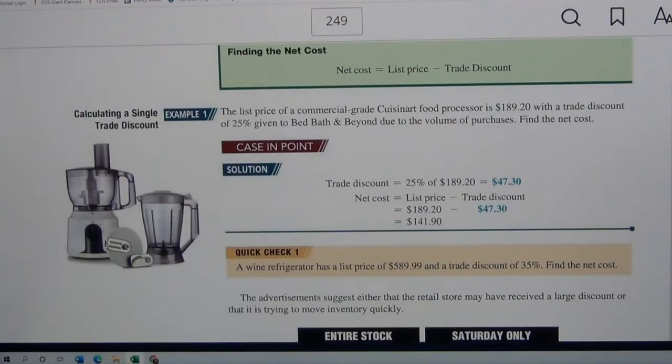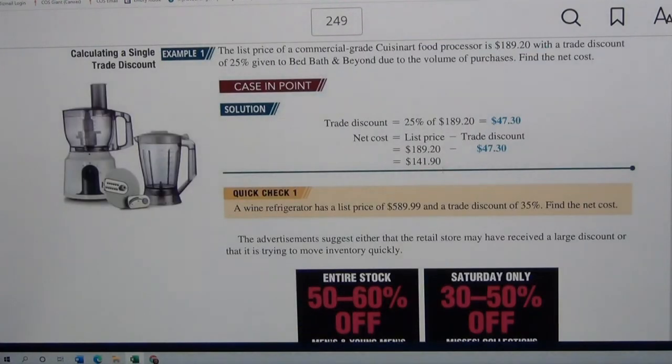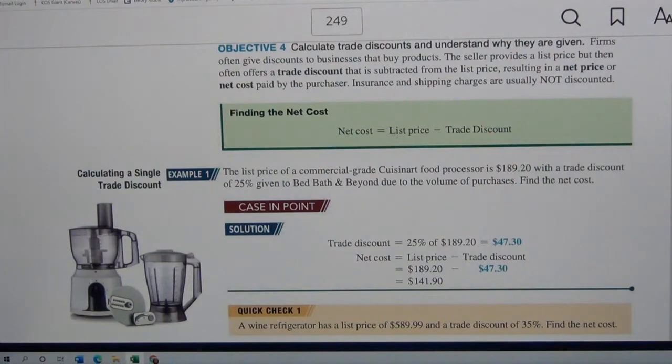So in fact, it is $47.30, and then we're going to use that previous formula: net cost equals the list price minus the trade discount. We computed the trade discount because it's 25%. We're going to take the list price of $189.20 and subtract $47.30.